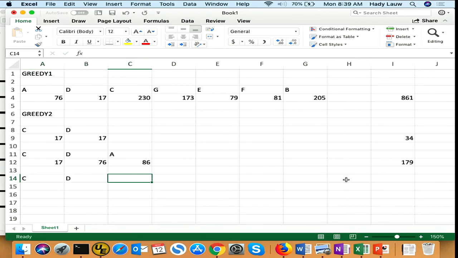Putting G next to A could mean CDAG, or it could mean CDGA. So then we're just going to compare what the distances are going to be.